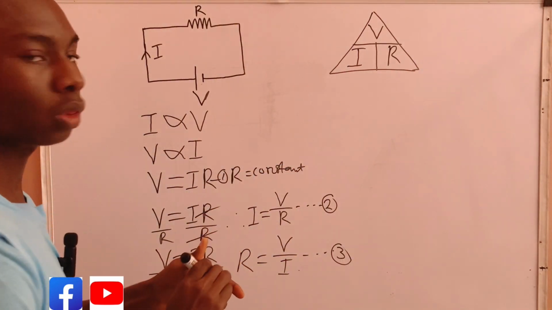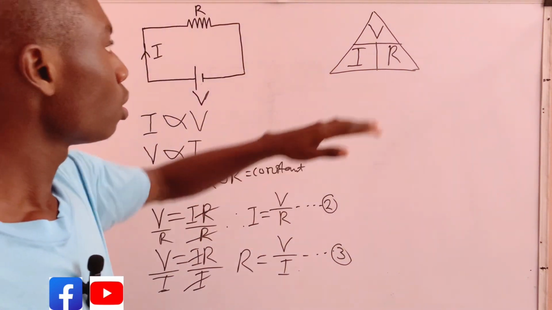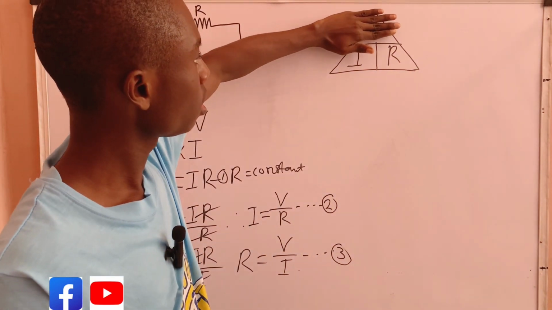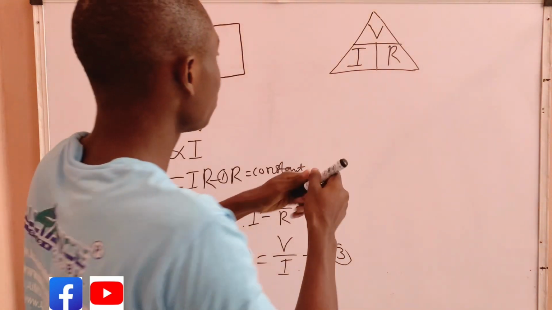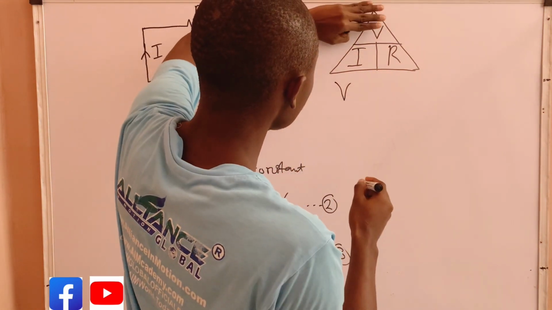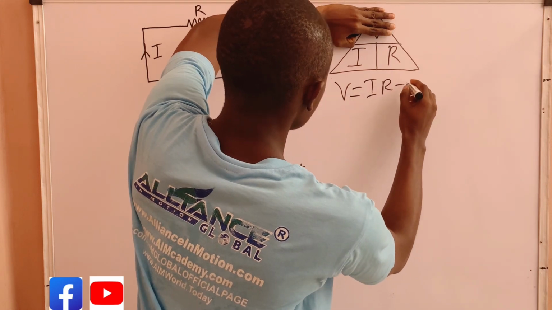Whenever you are told to calculate V, cover V, you will see the product of I and R. So V will be equal to the product of I and R. That is equation 1.